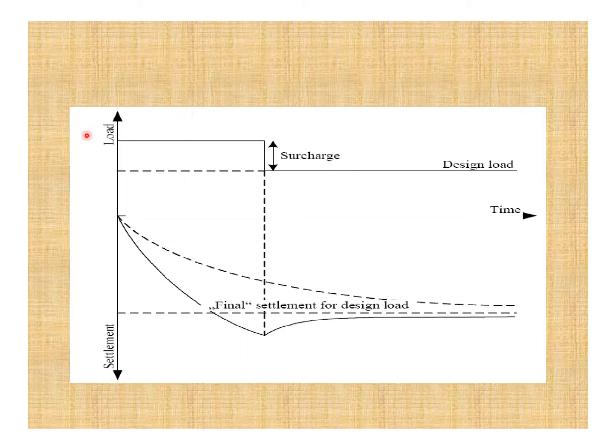Well, the same thing has been depicted over here. You can see that when there is no surcharge, with the passage of time, you have the settlement pattern like this, and you get this much settlement after a longer period of time. But if we place this total surcharge, you can see what is happening. The rate of consolidation has increased remarkably, and when you remove this surcharge, you get the desired settlement in a relatively shorter span of time.